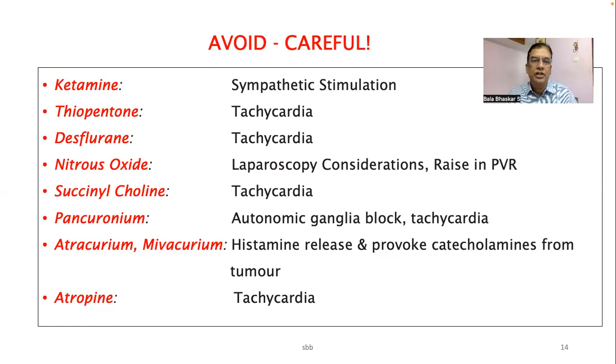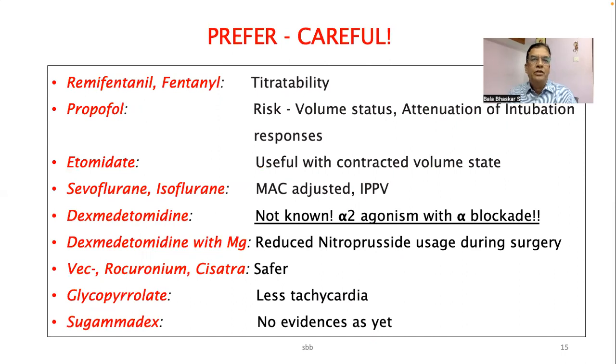Succinylcholine is more commonly associated with tachycardia. Pancuronium causes autonomic ganglia block and tachycardia. Atracurium and mivacurium potentially cause histamine release, and again catecholamine release from the tumor. And atropine is best avoided for the extent of tachycardia it causes.